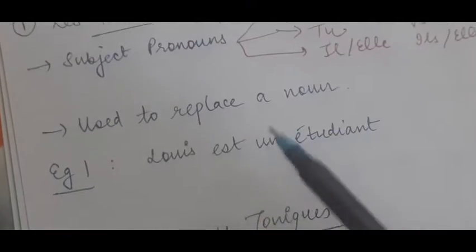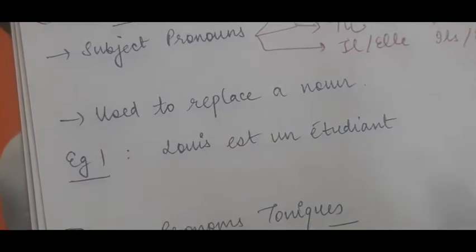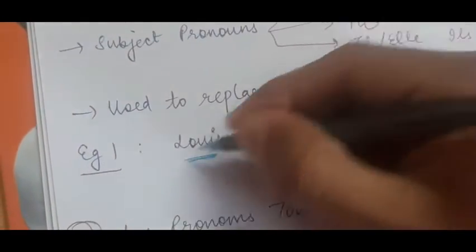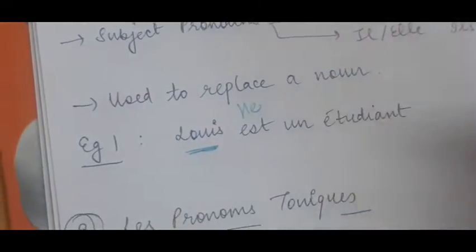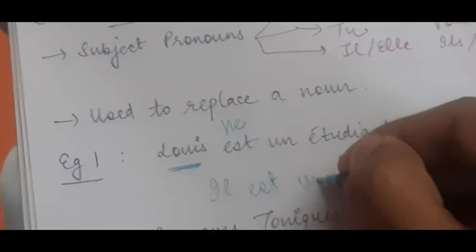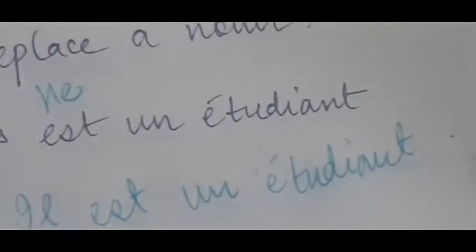For example, I have a sentence, Louis est un étudiant. Louis is a student. So I will replace Louis with he in English. In French, I'm going to write il for that. So can I write il est un étudiant? So this is the most basic form of the pronouns.